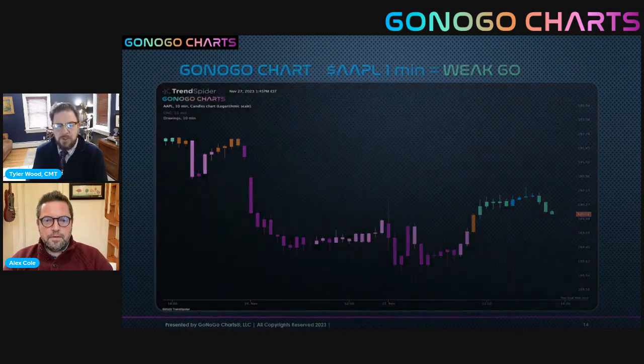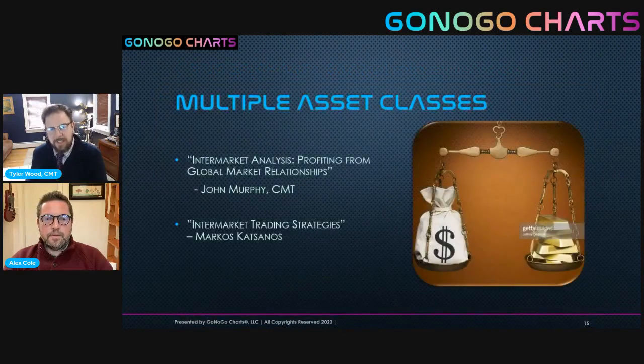Now, Alex, we've been using a lot of equity examples, both at the index level and a single security here. What about for folks who trade currencies or commodities? The idea of technical analysis for any liquid security, anything that is publicly traded, where there is liquidity, you can use GoNoGo Charts on literally anything around the globe.